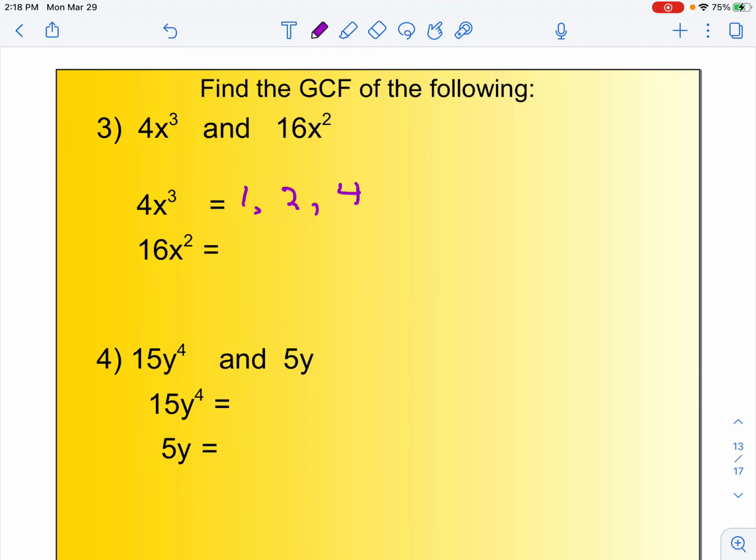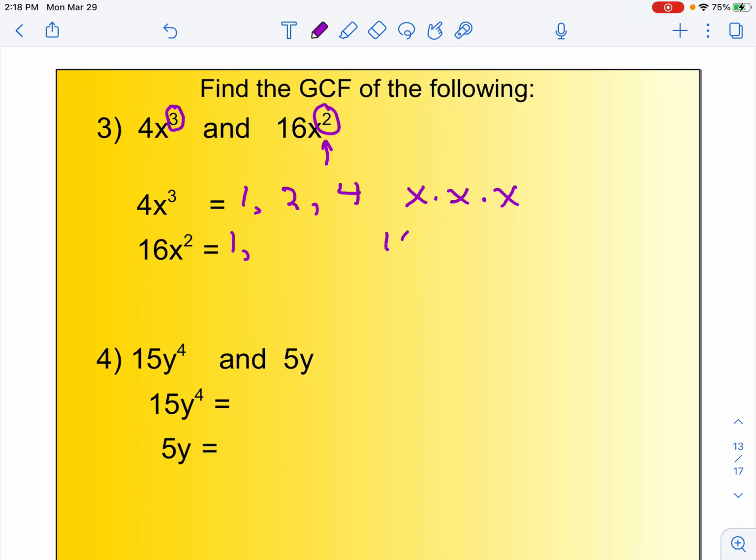So how many x's do I have in that first term? I have 3. And I kind of like listing them out, but you don't have to. You can look for the fact that there's a common x, and the smallest exponent power is 2. But we'll go ahead and keep going.